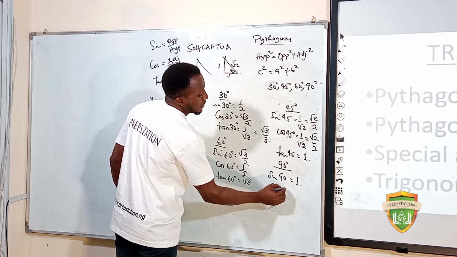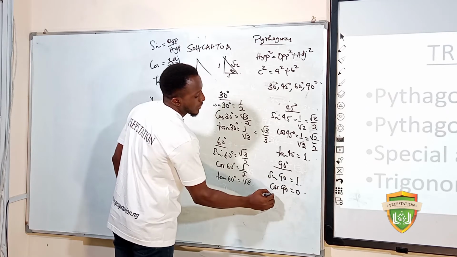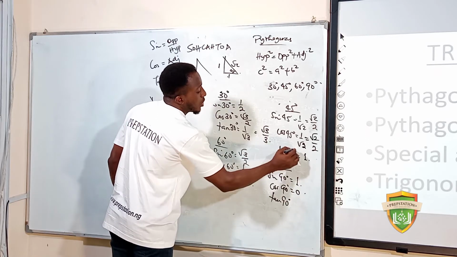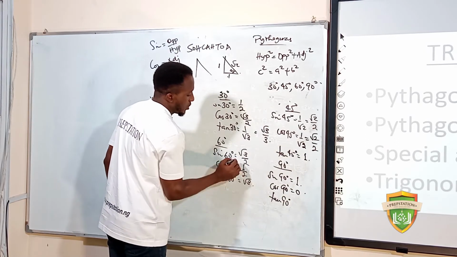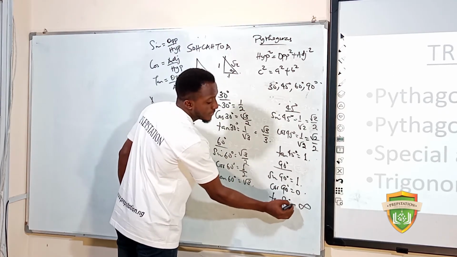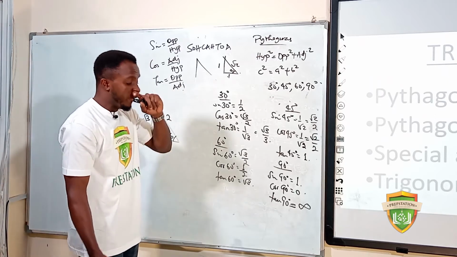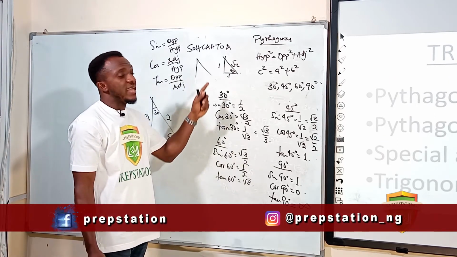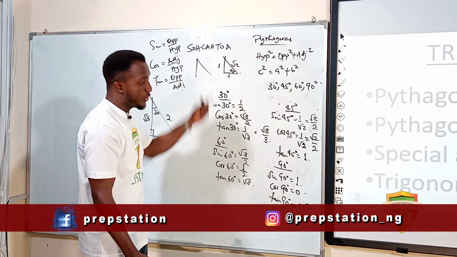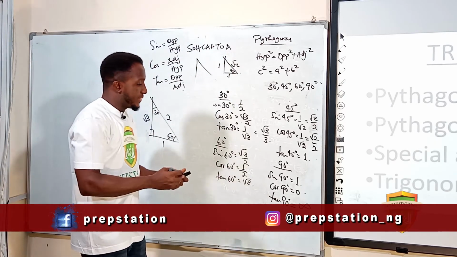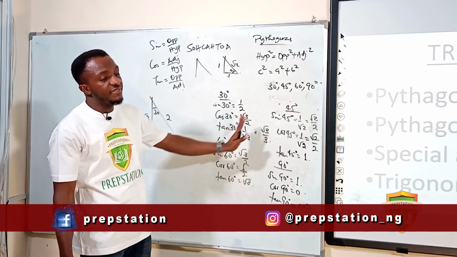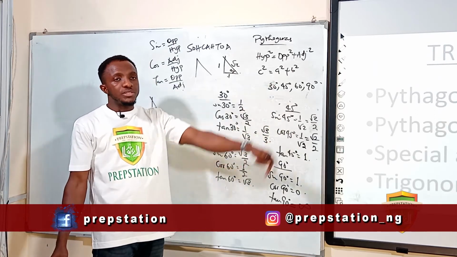Cos 90 is 0. While tan 90, you will never find questions on tan 90. I'll tell you why. Because tan 90 gives you infinity. If you plot a graph of tan 90, it never touches the axis. It just goes down. We don't know where it ends or where it touches. So tan 90 is infinity. So these are the four special angles that I'll treat in this class.